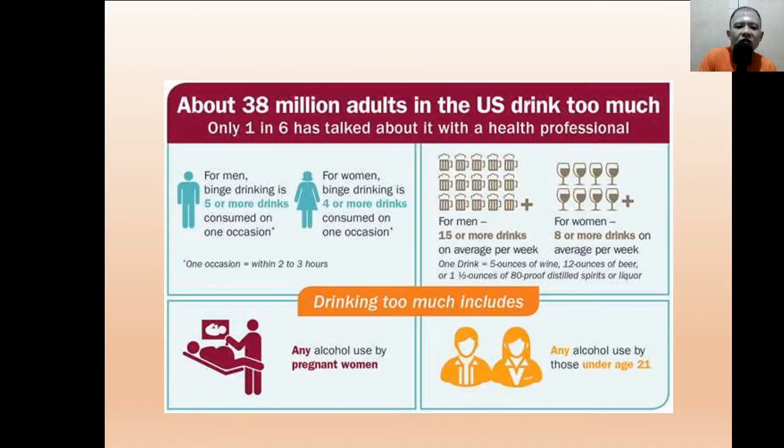So this is the criteria for binge drinking, or drinking too much. Five or more drinks per occasion for men, four or more drinks per occasion for women. However, in one week, 15 or more for men, 8 or more for women.